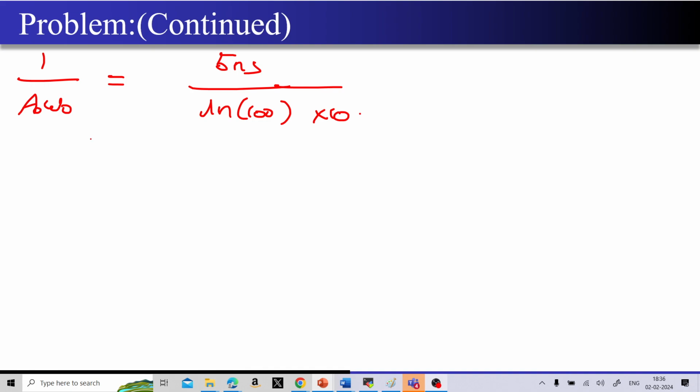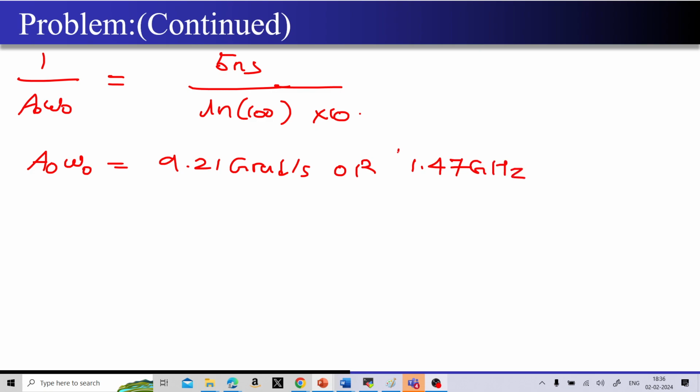Correct? So now if you try to solve this equation, this value a naught omega naught will come out to be 9.21 gigaradian per second, or if you calculate it in absolute frequency terms in hertz, it will come out to be 1.47 gigahertz.